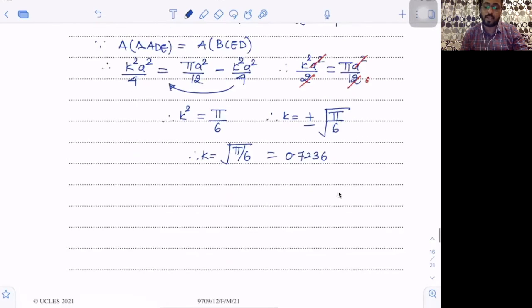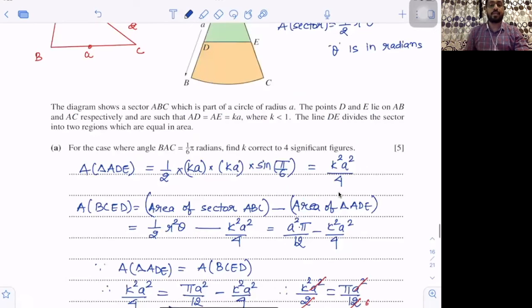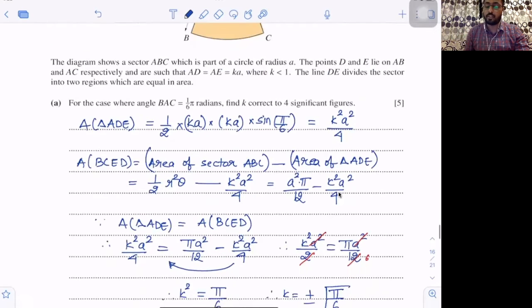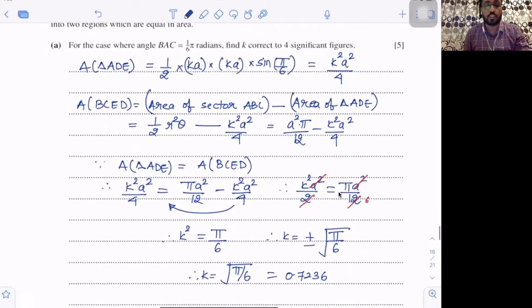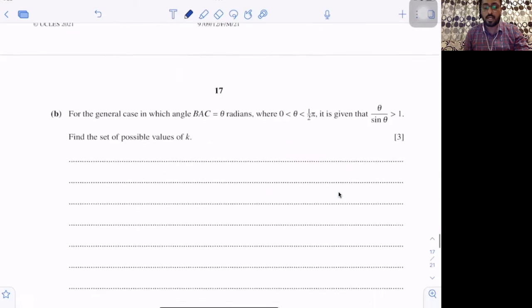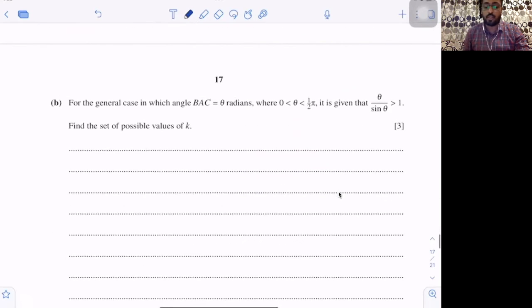0.7236. That's the value of k. Find k correct to 4 significant figures. So I have solved the first part of the question, which will fetch me 5 marks. Let's go to the second part now, the B part.